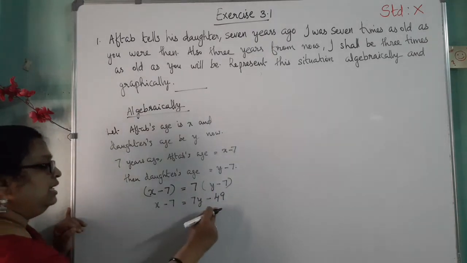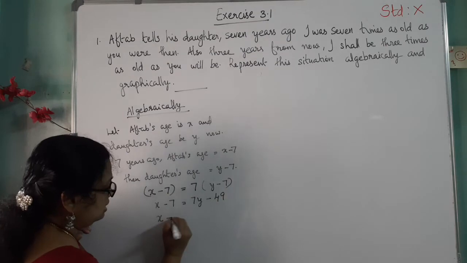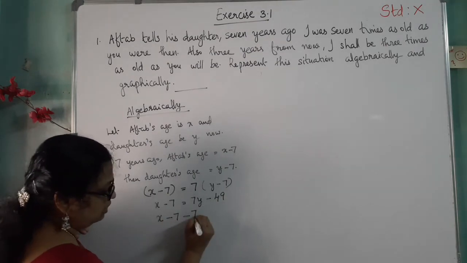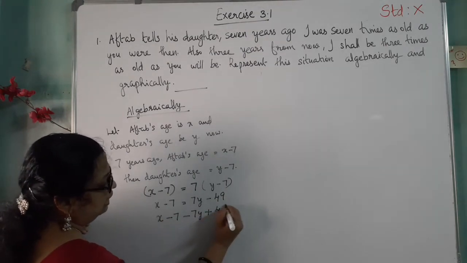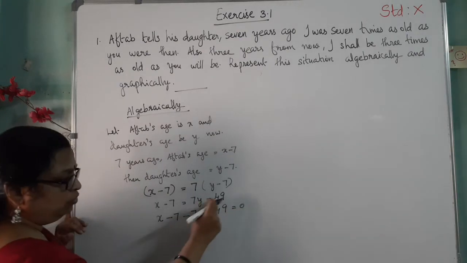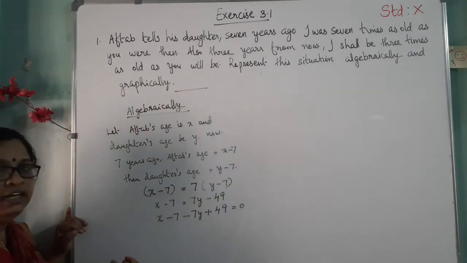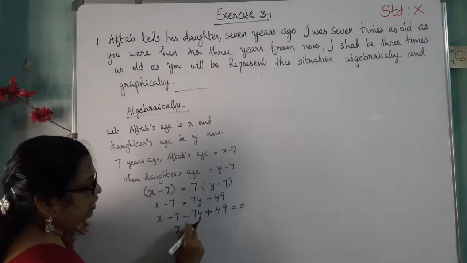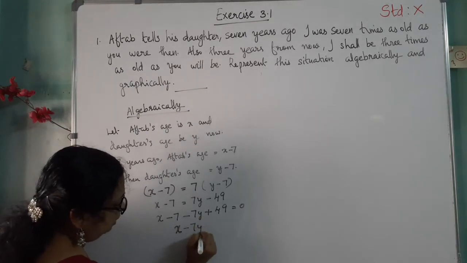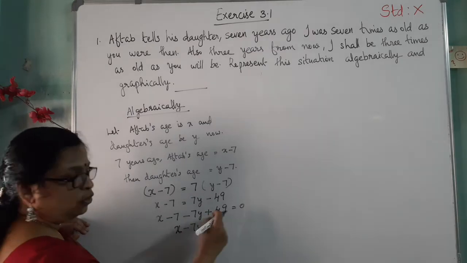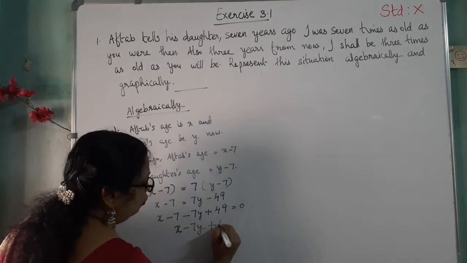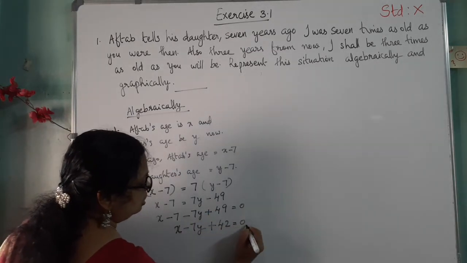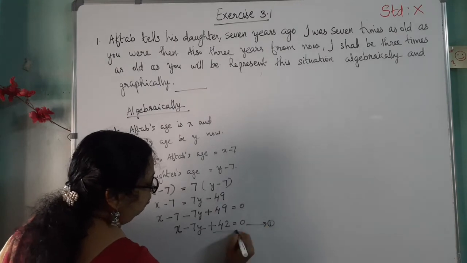So we can rearrange it: x minus 7 minus 7y plus 49 equal to 0. 7y minus 49 we take to the left side. So we can write x, then minus 7y, then minus 7 plus 49, that is plus 42, equal to 0. This is equation number 1.